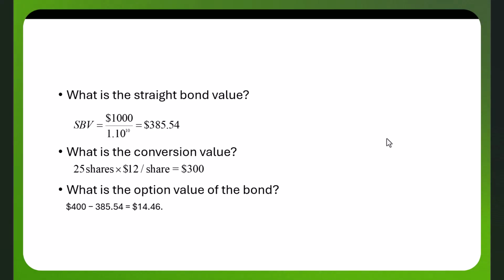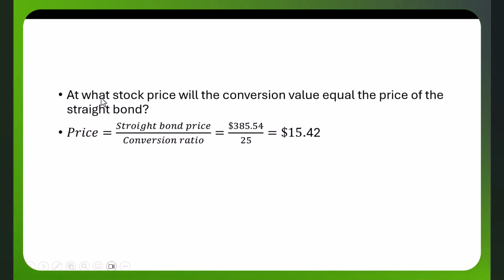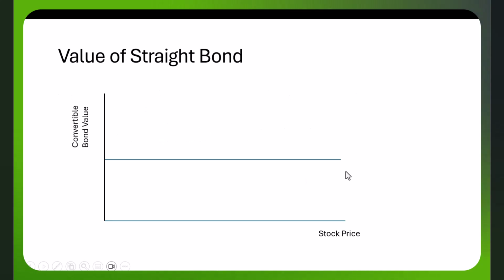That is, people are willing to pay $14.46 more than the value of the straight bond because of this opportunity to convert to shares of the stock. And at what price will the conversion value equal the price of the straight bond? It's the straight bond price divided by the conversion ratio. So it's 385.54, that's the straight bond price, divided by 25, or $15.42. Let's see what this looks like graphically.